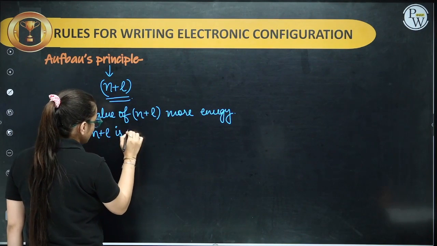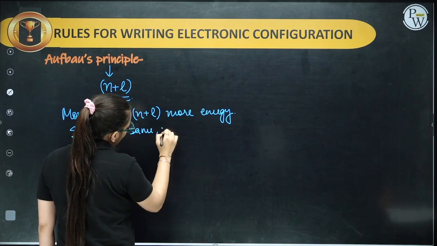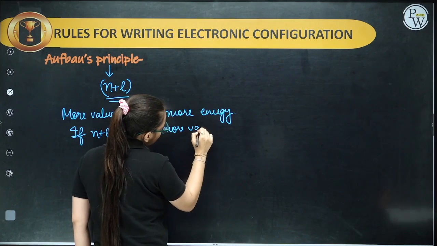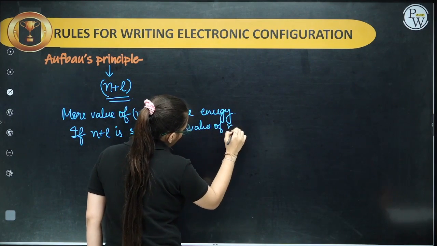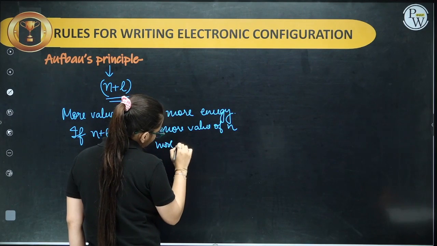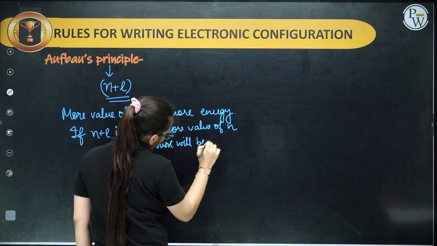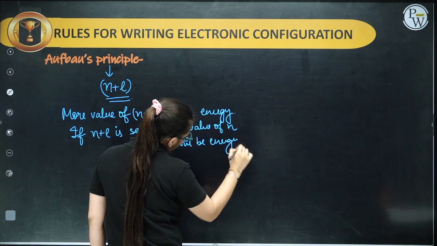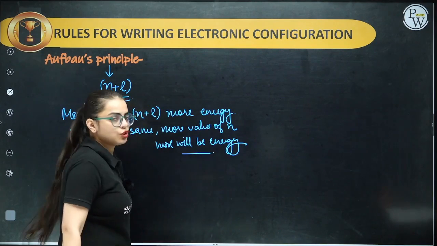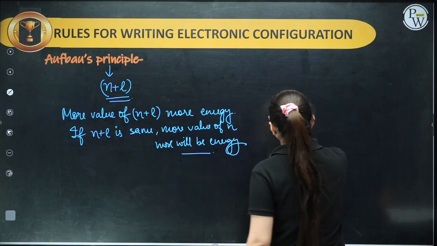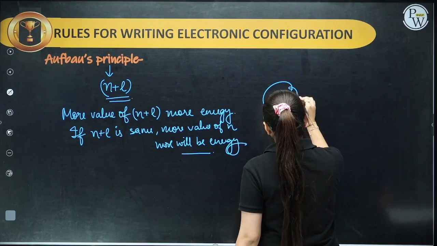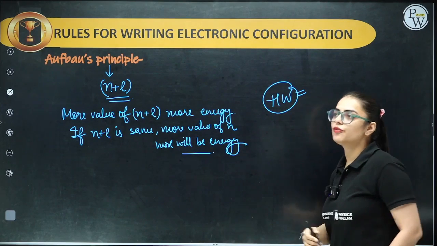If n plus l value is the same, more value of n, more will be energy. So now, students, your today's homework, very first homework, you have to write the order for filling electrons.